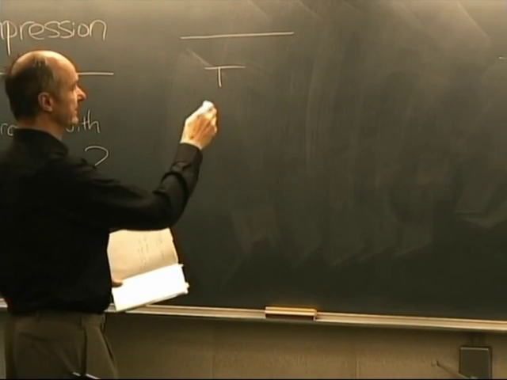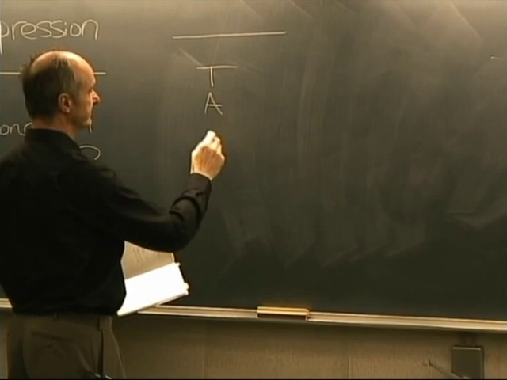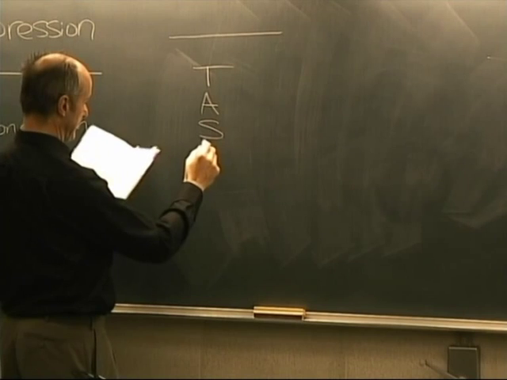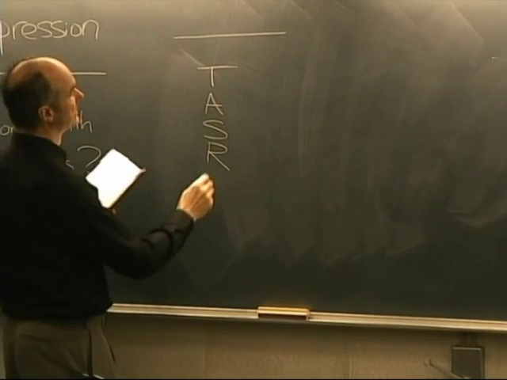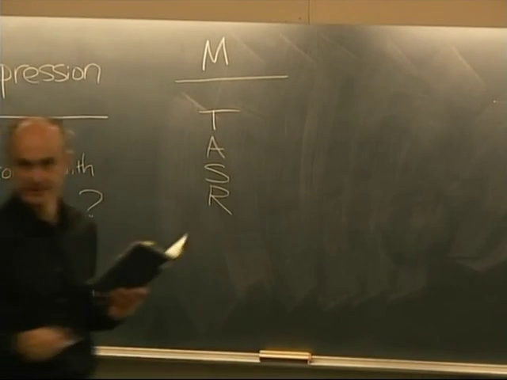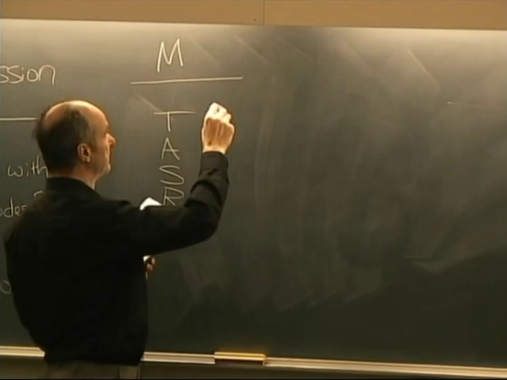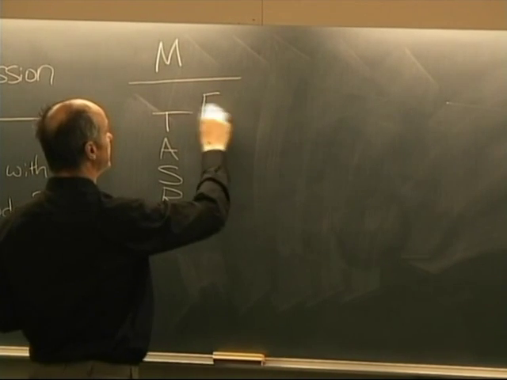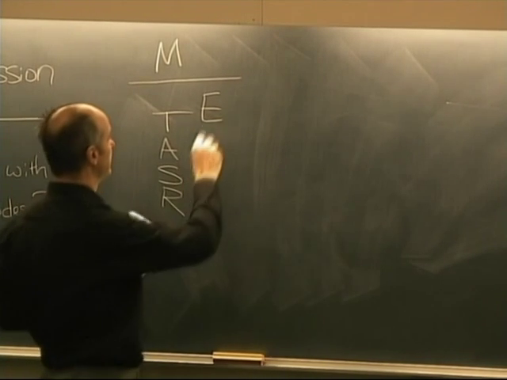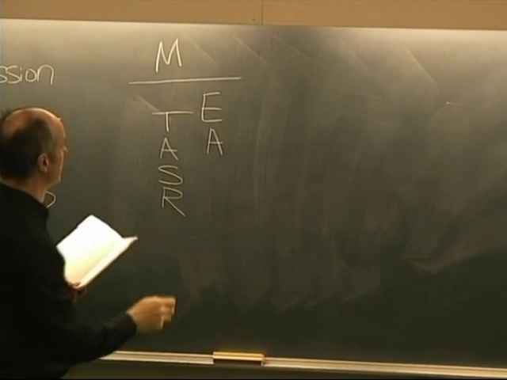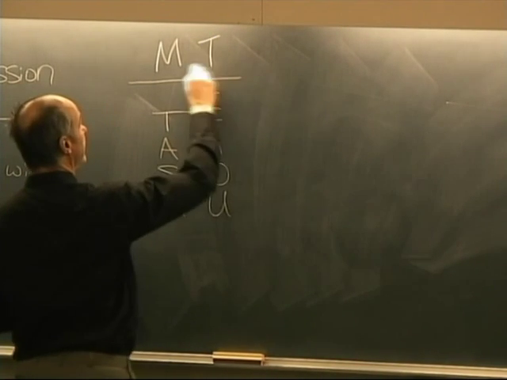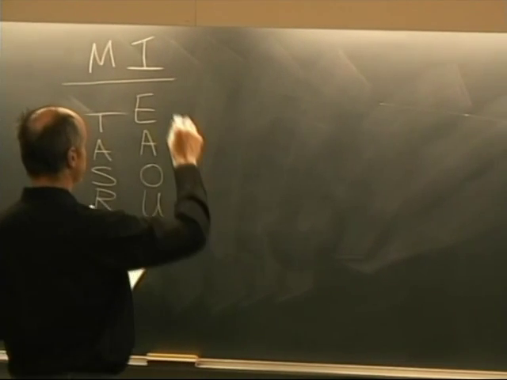Not T. A. Not A. S is not right. R. Keep guessing. M. M is right. Next letter. E. E is wrong. A. O. I is correct. Next letter.